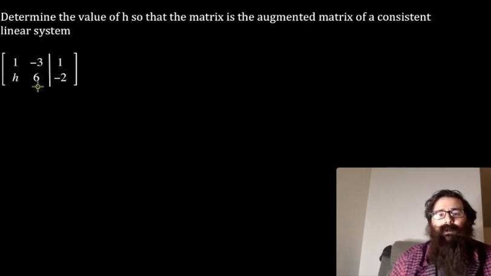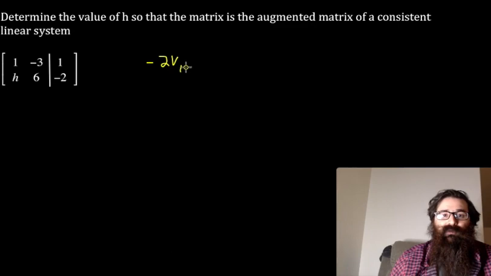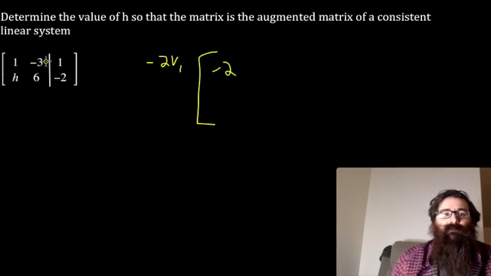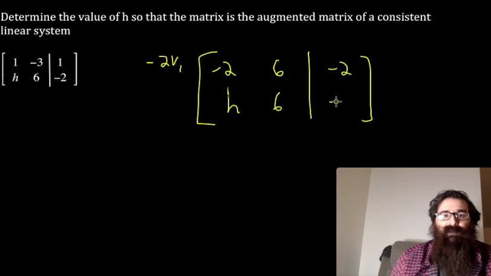What I could do to start here, and there's a lot of ways you could approach this, is try to make the rows look as similar as possible. So I would multiply this first row by either a 2 or a negative 2. So let me do a negative 2 times row 1. The reason is I want to try to match entries and make them look similar. So if I do that, I'm going to get 1 times negative 2 is negative 2, negative 3 times negative 2 is positive 6, and then augmented with negative 2. Then here I'm just going to rewrite h, 6 augmented with minus 2.